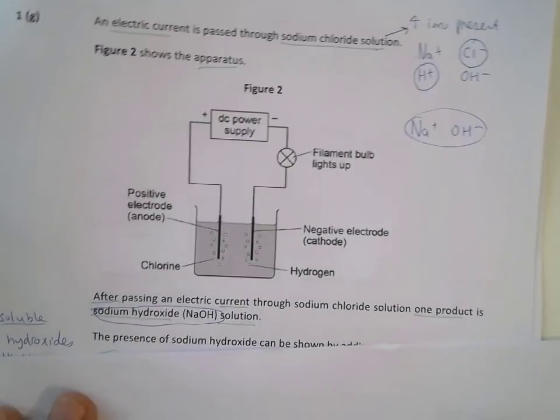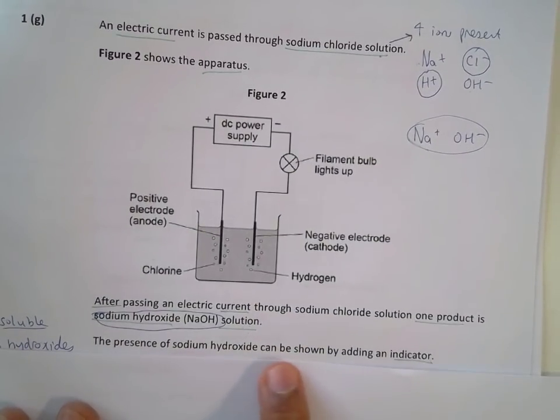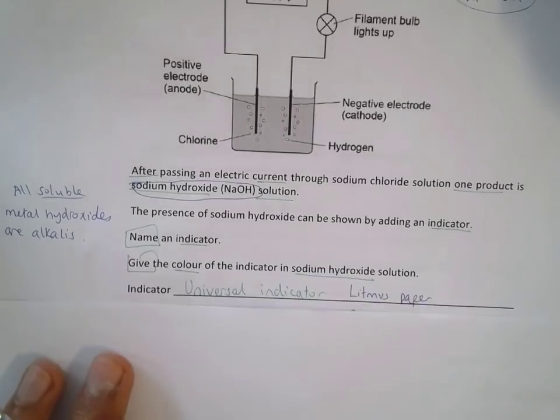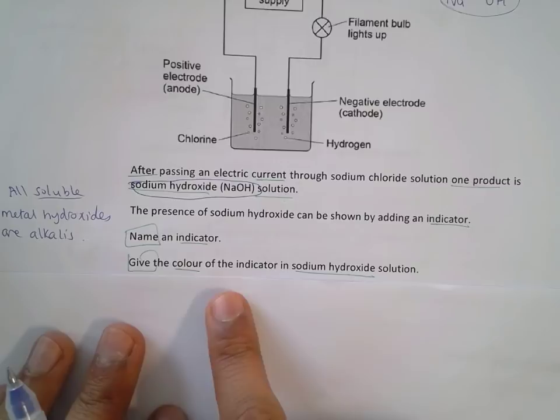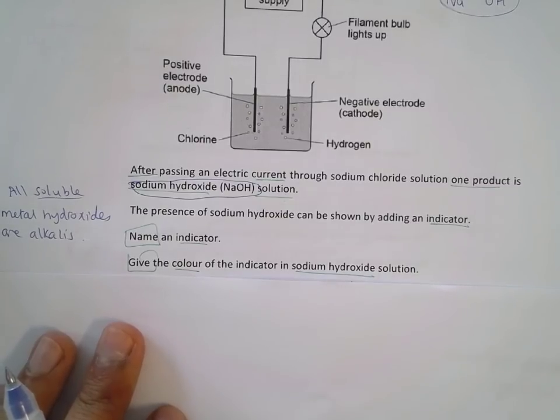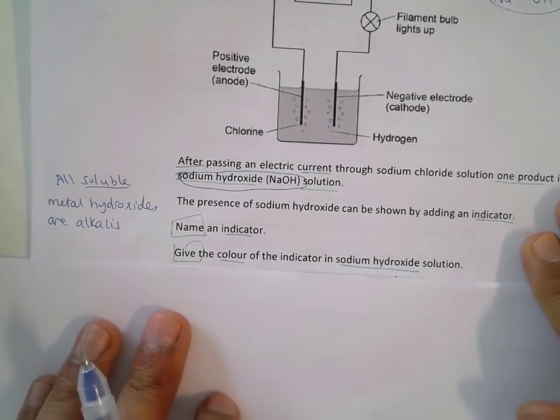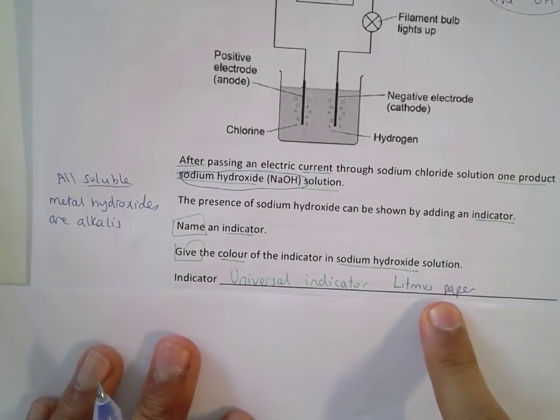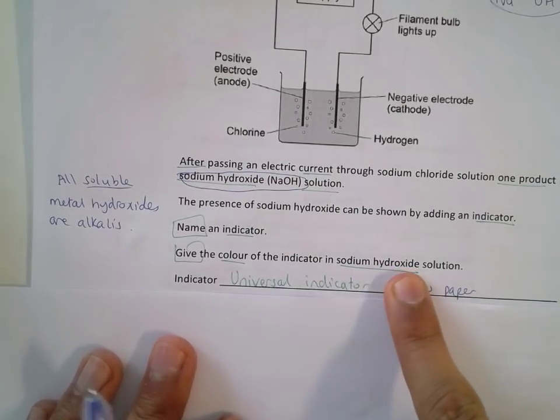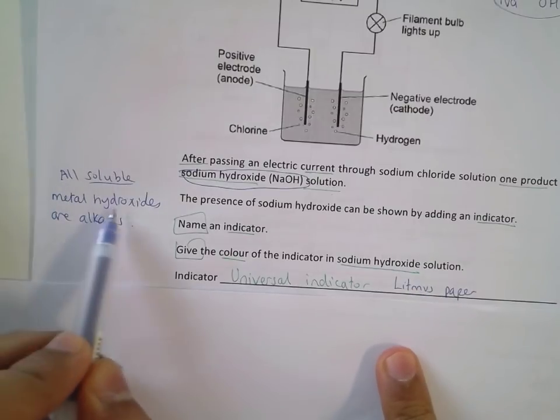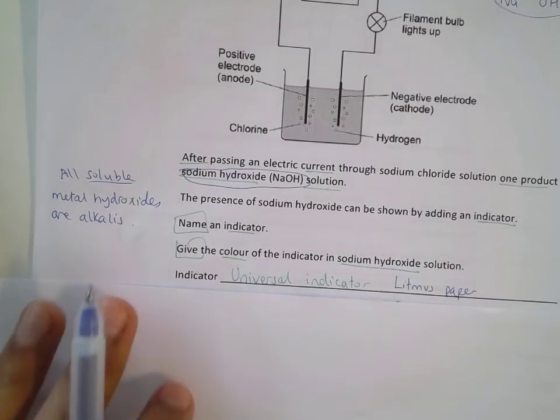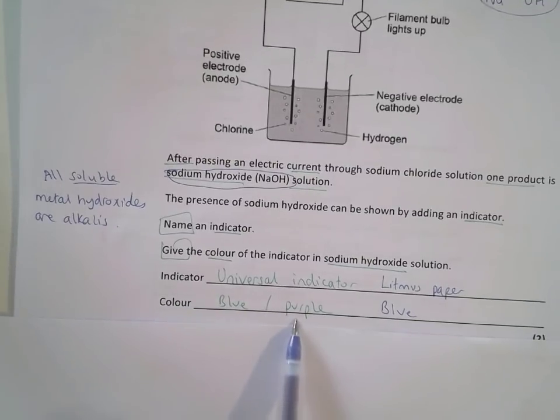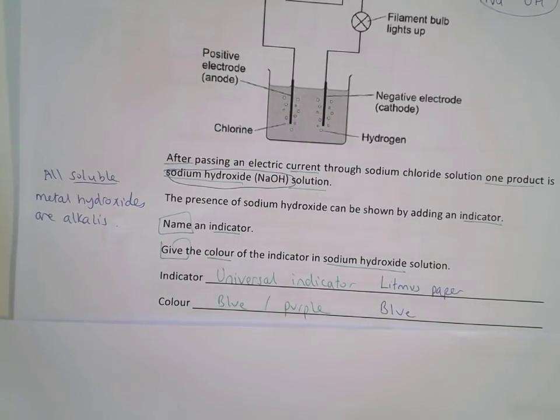NaOH. The presence of sodium hydroxide can be shown by adding an indicator. Name an indicator and give the color of the indicator in sodium hydroxide solution. Well, we know that the most common indicator we can use is universal indicator, but you can also use litmus paper. Hydroxide is a big clue because all metal hydroxides that are soluble are alkalis, and we know alkalis turn universal indicator blue or purple, or litmus paper just blue.